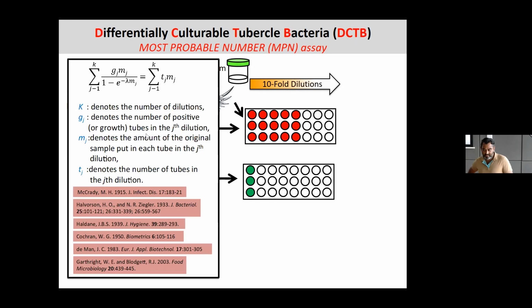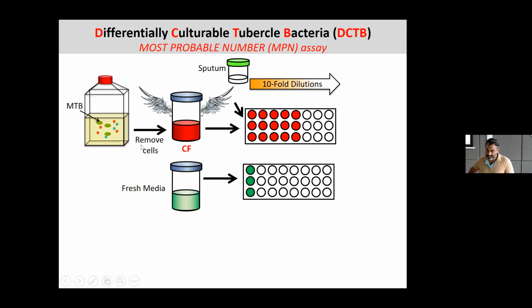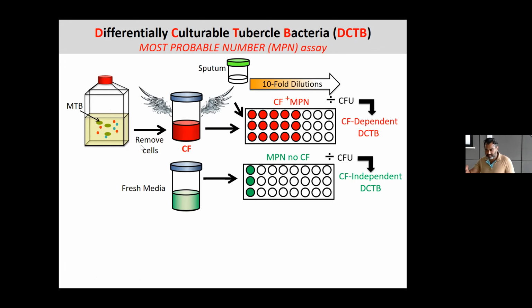And so you then take this incidence of positive and negative growth. We've got this well that's shown growth and no growth. You plug it into the Poisson, and that allows you to determine an actual number, what we call the most probable number. You divide that by the number of bacteria you can count on a plate, and you get what we call the DCTB. So I hope this makes sense to you, but it's a very cumbersome way of doing it. I want to show you a possible better way.